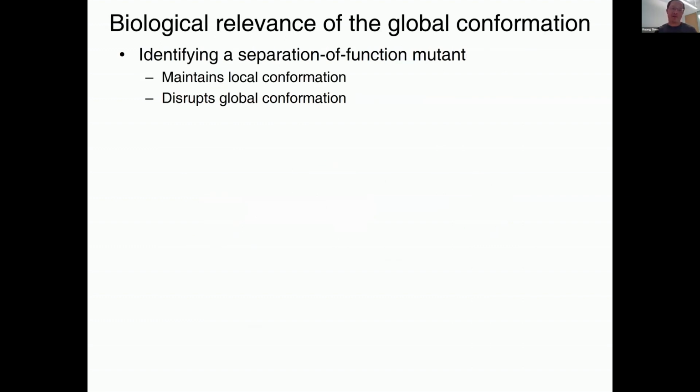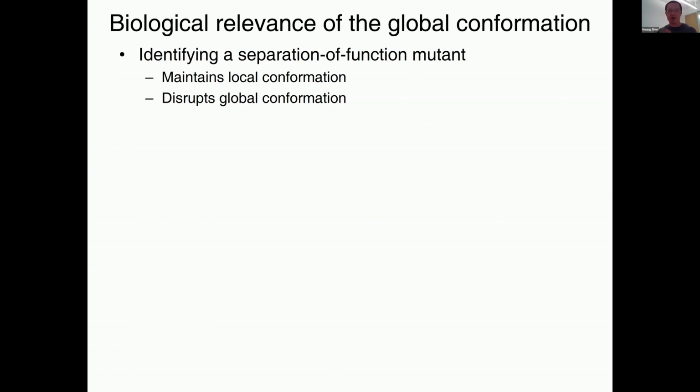And now we have to ask one last question. What's the biological relevance of this global conformation? Of course, the local conformation of a GTPase is definitely important, and so is the case in our system, the Rag GTPase. But is the global conformation, which is unique to the Rag GTPase, really important? So what we need here is to identify a separation of function mutant that doesn't change the local conformation, but modulates the global conformation. So how do we do that?